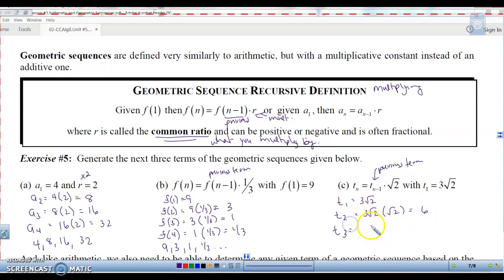All right, t of 3, take the previous term 6, multiply it by the square root of 2, gives me 6 times the square root of 2. Okay, and then the fourth term of the sequence, I take the previous term, 6 square root of 2, and I multiply it by the square root of 2, because that's what it says to do, multiply the previous term. Square root of 2 times square root of 2 is just 2, so this is going to be 6 times 2, which is 12. So there you go. So a geometric sequence means you multiply the previous term by a value.